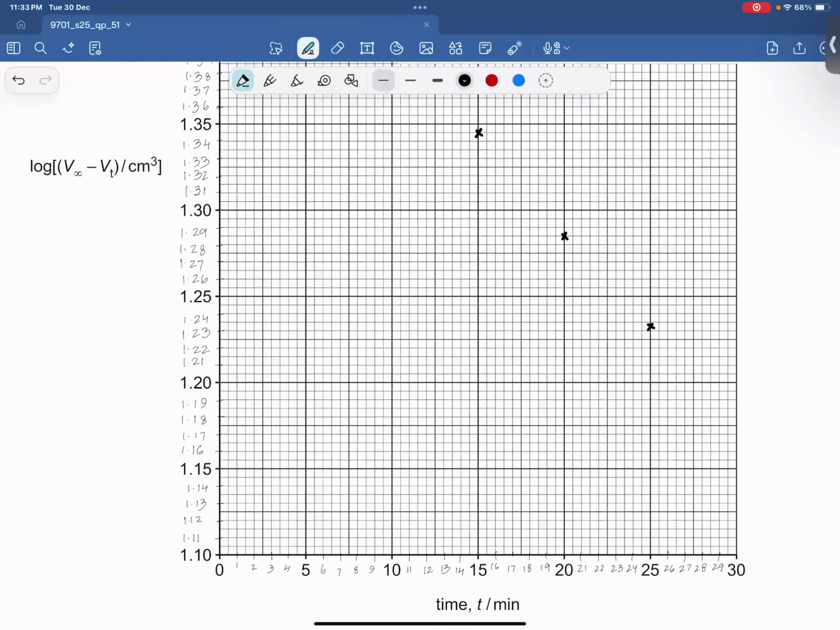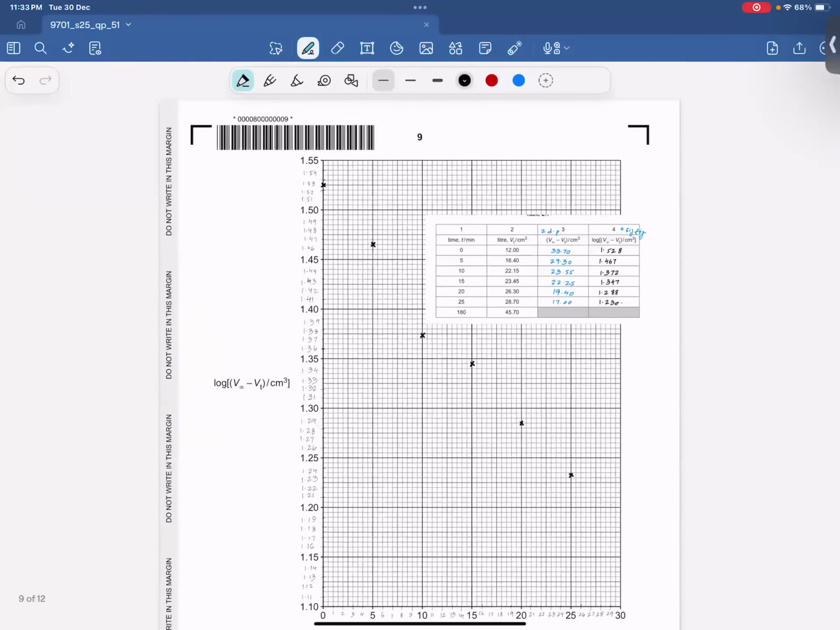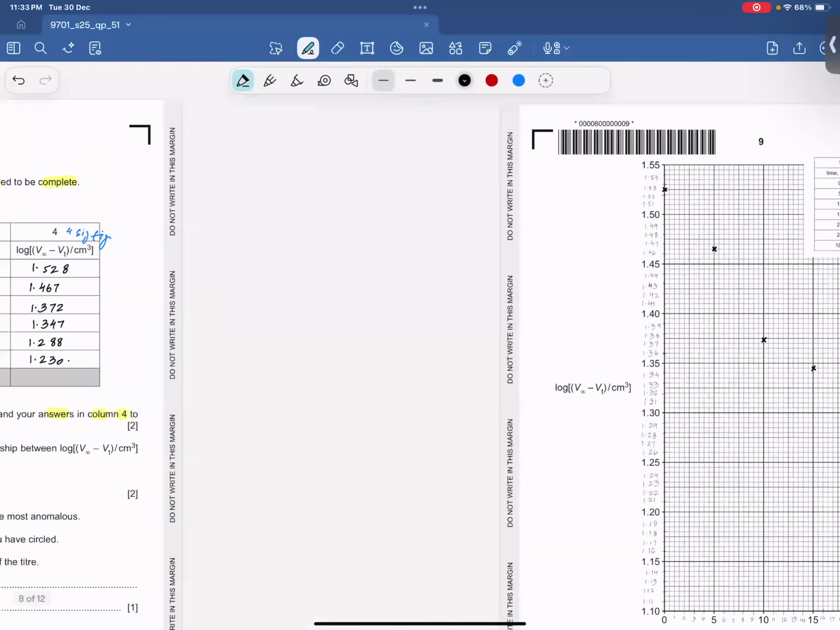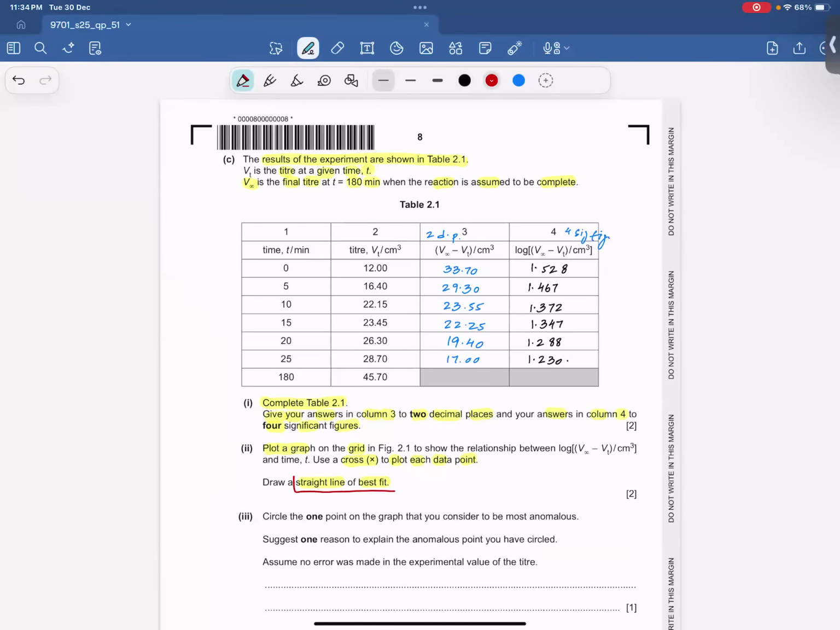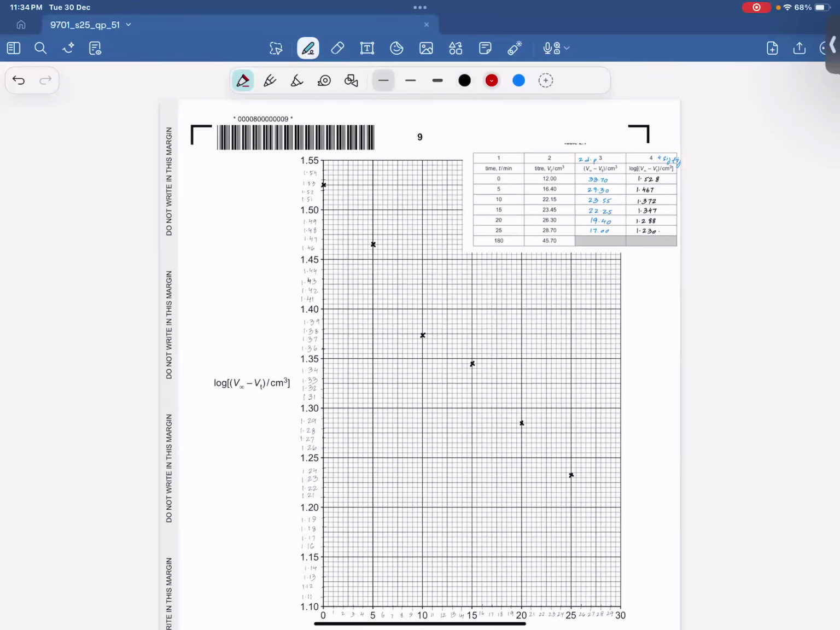Okay. So the examiner is looking for the straight line. That's what he has instructed us. So we need a straight line, best fit of a straight line. Okay. So let me draw the best fit of a straight line. Okay.